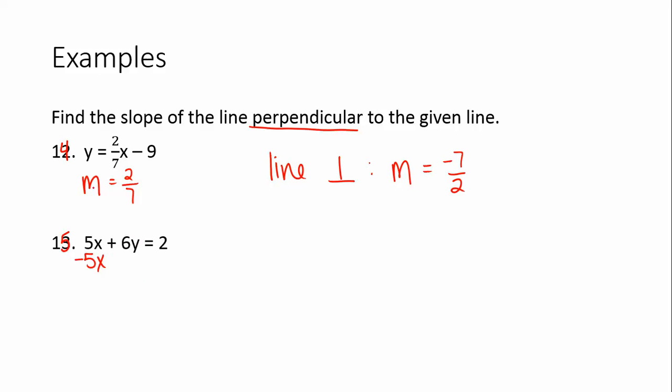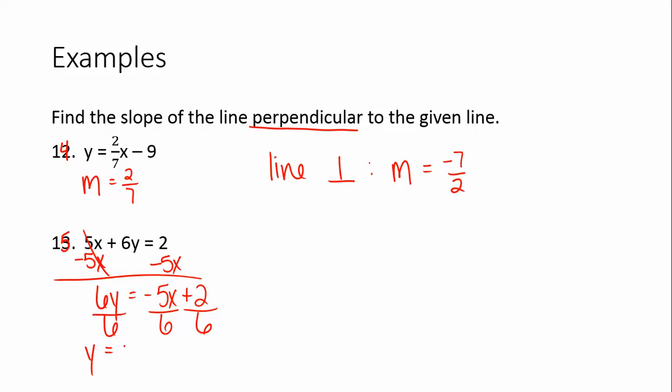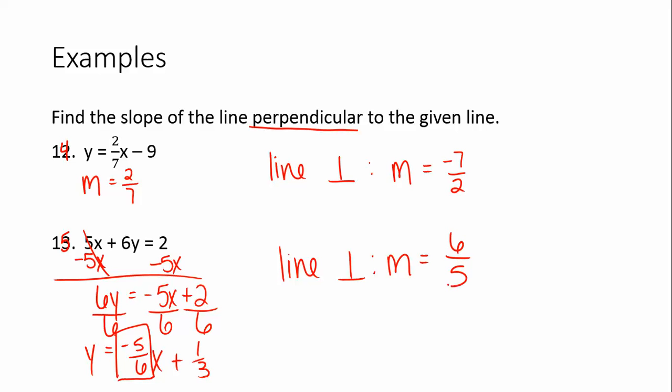But we need to solve the equation for y by subtracting 5x from both sides. We get 6y equals negative 5x plus 2. Now we divide by 6, and we get y equals negative 5/6 x plus 1/3. This is the slope of the line we were given, and the slope of the line perpendicular then would be again the negative reciprocal. So we need to change the sign to positive and flip the fraction. So we get a positive 6/5.